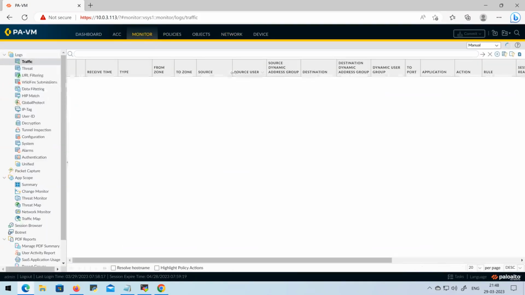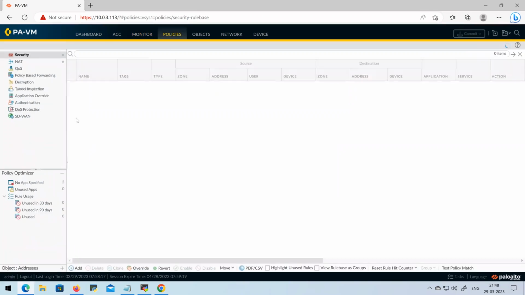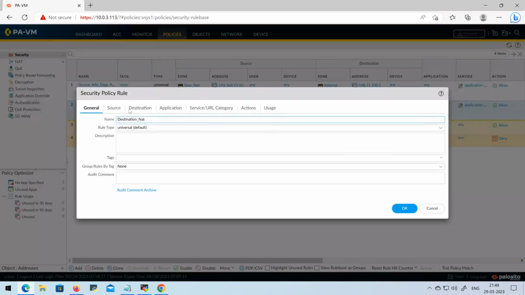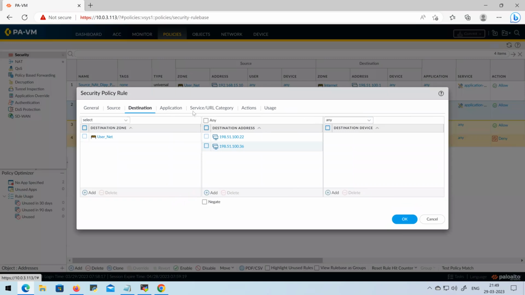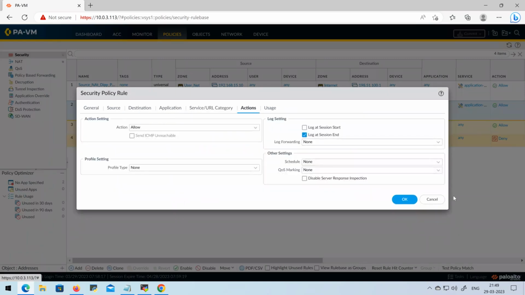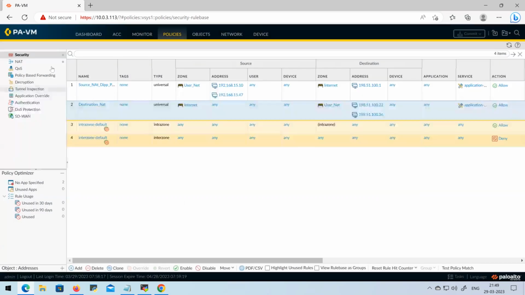So let's check the monitor logs. Nothing. No logs. Praveen, we didn't allow the ping. You have to allow the service. Everything is allowed, I guess. Any protocol is already allowed. No, we didn't. Go to NAT. Okay, let me go to NAT.